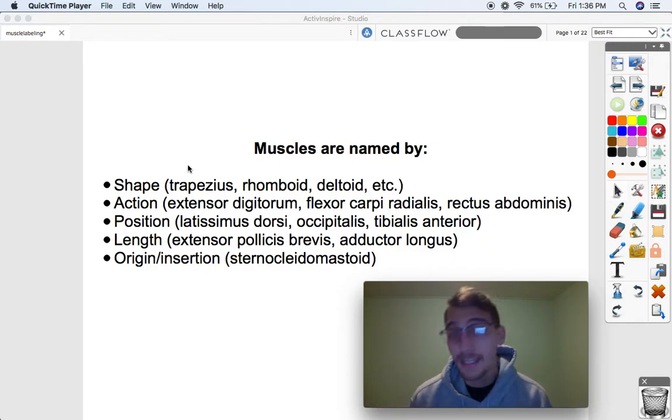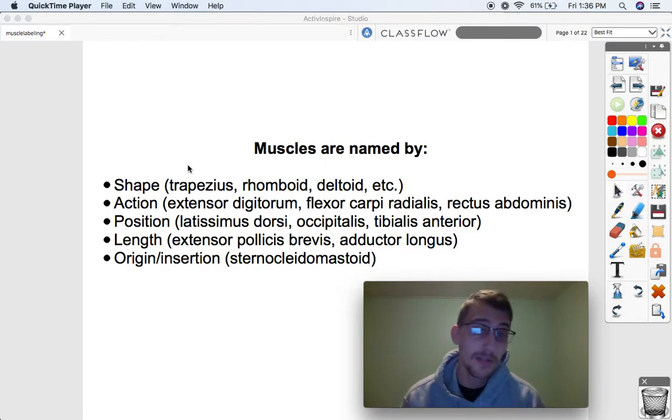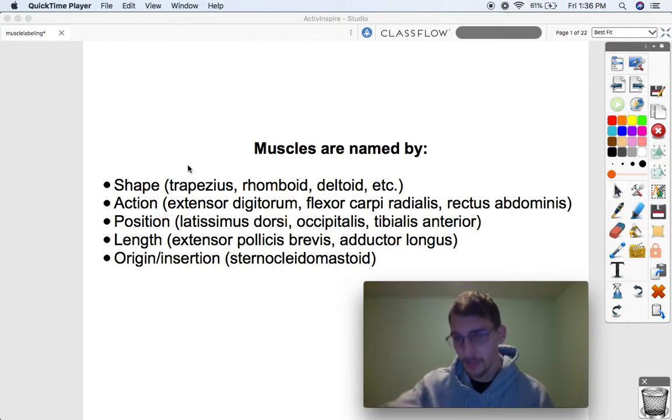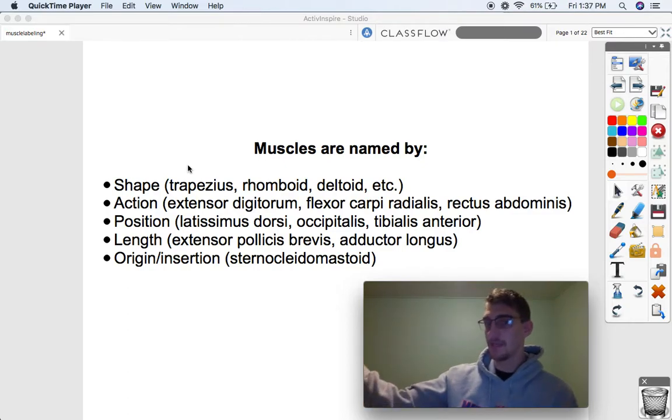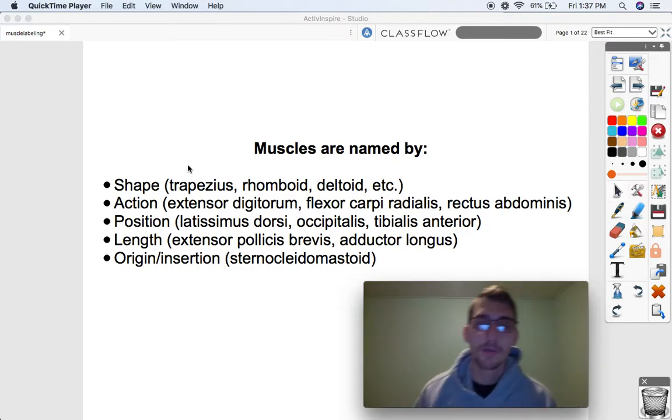All right, action. Some muscles are named on whether or not they allow extension or flexion, or a variety of other movements, or adduction. Adductor longus is another one. And we can name them based on what they do. Do they help to flex? Do they help to extend? Flex, extend, and so on and so forth.